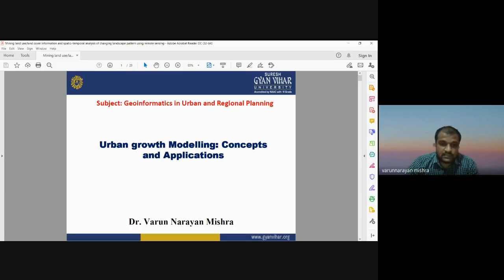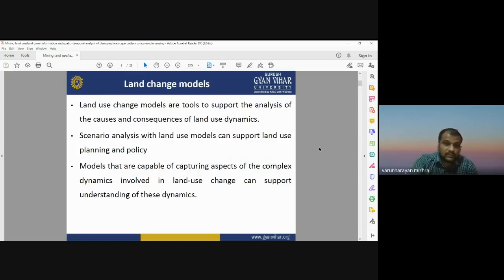Yesterday we discussed urban growth, urban sprawl, the differences between urban growth and urban sprawl, and the factors that are responsible for them. It was also discussed that for studying urban growth or urban sprawl, we first need to see the landscape dynamics. We first need to study the changes in land use and land cover over the study area. In the last class, we have already discussed that.